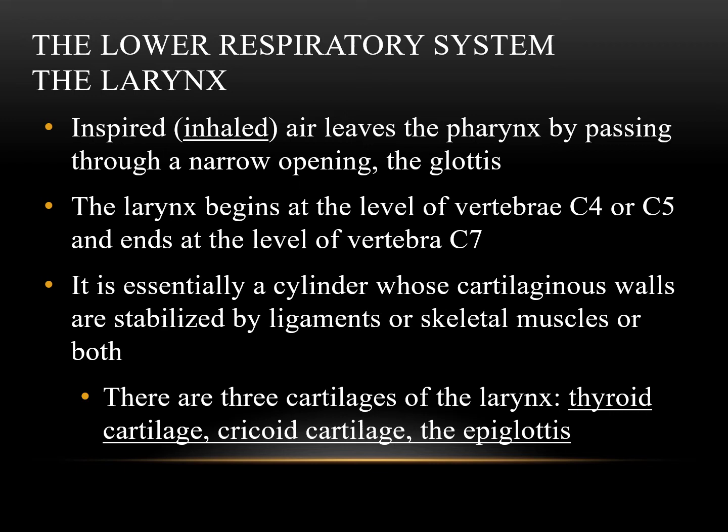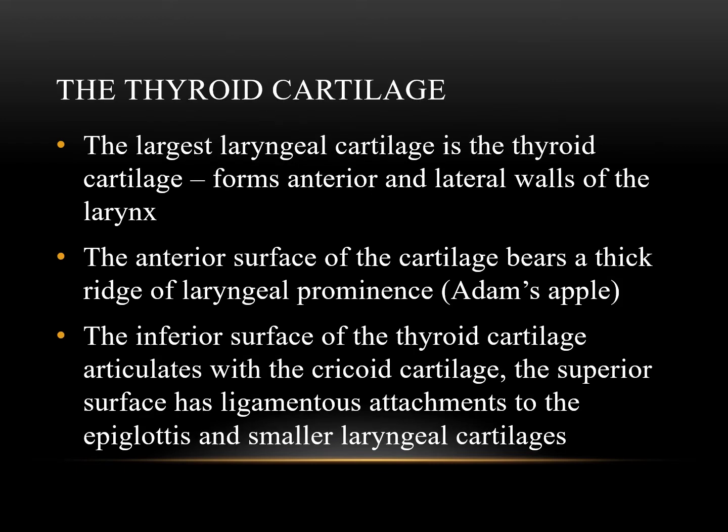There are 3 cartilages of the larynx: the thyroid cartilage, cricoid cartilage, and the epiglottis. The largest pharyngeal cartilage is the thyroid cartilage. It forms the anterior and lateral walls of the larynx. The anterior surface of the cartilage bears a thick ridge, the laryngeal prominence, known as the Adam's apple. The inferior surface of the thyroid cartilage articulates with the cricoid cartilage. The superior surface has ligament attachments to the epiglottis and smaller laryngeal cartilages.